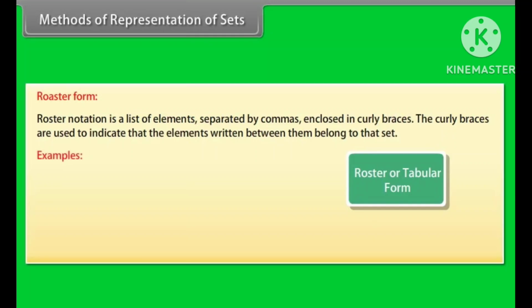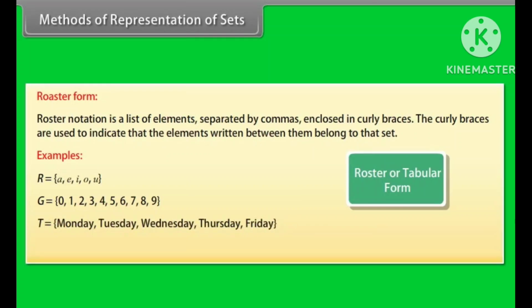Let's look at some examples of sets listed with roster notation. R = {a, e, i, o, u}. G = {0, 1, 2, 3, 4, 5, 6, 7, 8, 9}. T = {Monday, Tuesday, Wednesday, Thursday, Friday}.